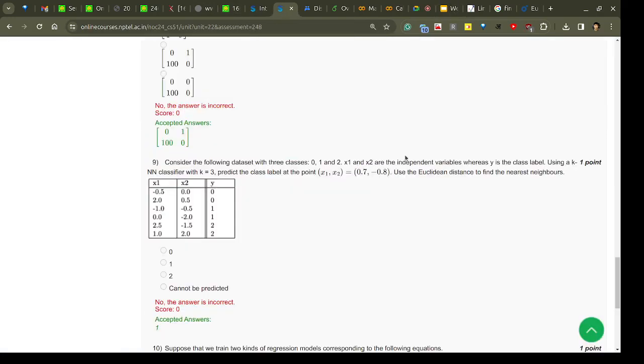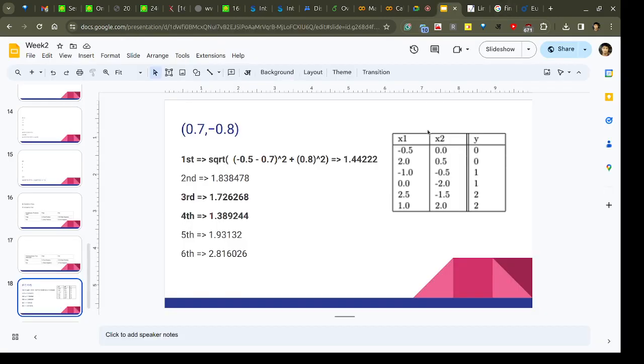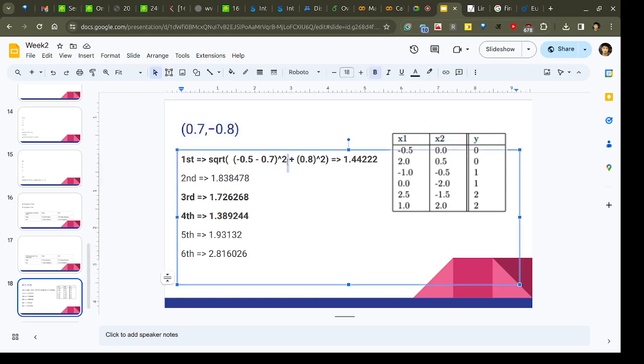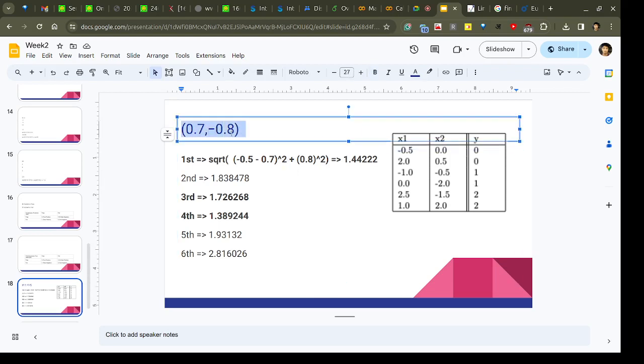Sir, 1 minute, sir. Go back to that slide. Sir, here you see 1.83 and 1.72 and 1.93. These are also close. We have to take the lowest distance. First we have to take the lowest and then the corresponding nearest one. That is the way. We are calculating distance from this point, okay?